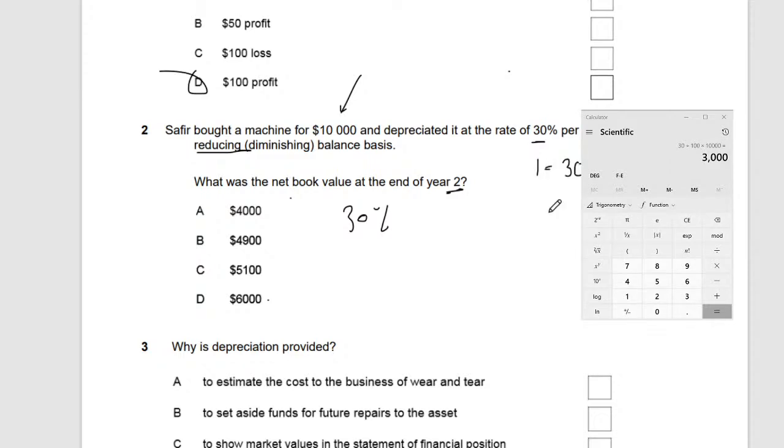On the second year I have to do 30% of 7,000, because now I have to subtract it. So I'm going to do 30 divided by 100. Now it seems like I'm taking a lot of time on just two more questions, but again, this is going to be much easier and quicker after you practice. So 7,000 equals 2,100.